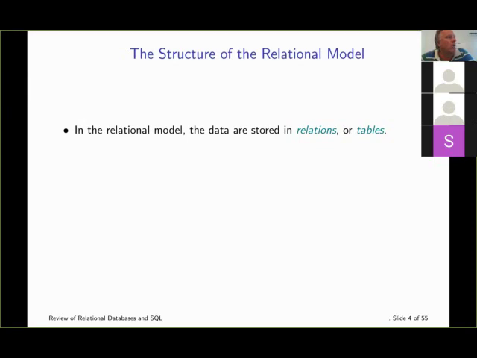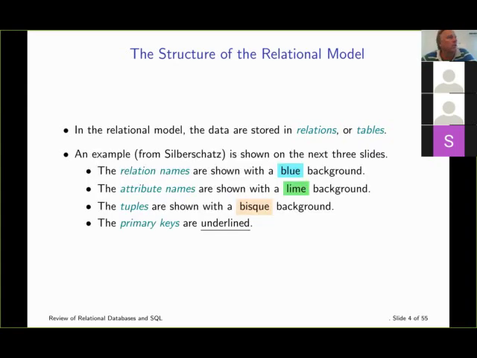All right, so as I'm assuming everybody remembers, basically the relational model is data stored as relations or tables. From the Silberschatz textbook, that's where this example is going to be drawn from. The relation names are shown in blue. The attribute names are in lime background. The tuples are shown in bisque, and the primary keys are underlined.